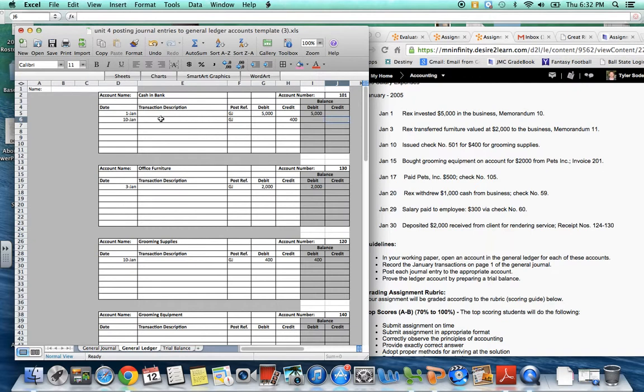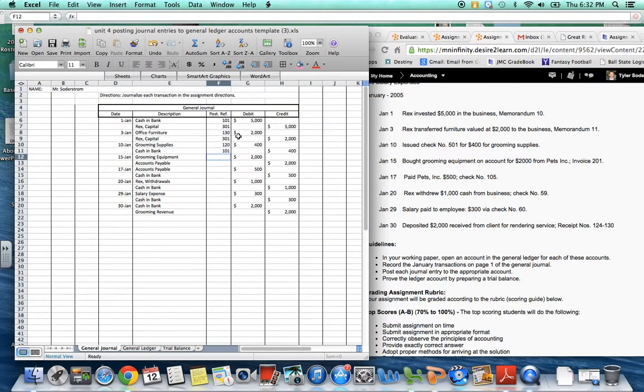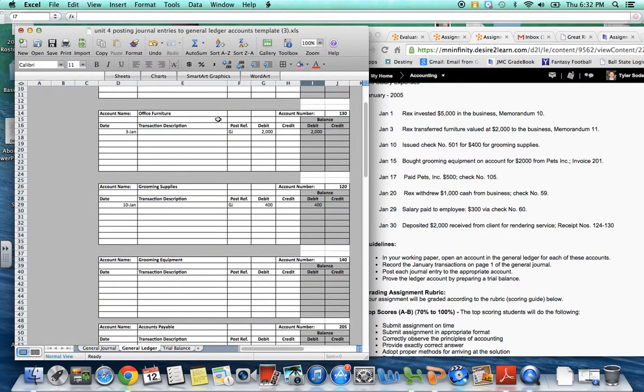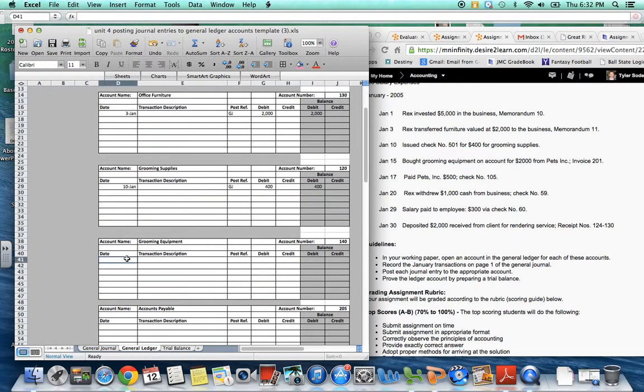And that makes sense because in this transaction, if you look back to the description, it said I issued check number 501 for $400 for grooming supplies. So it really should be decreasing my cash balance, which it does here when I post it. I'm going to go back to the general journal, fill in my post reference. Next one that I need to post is this $2,000 debit to grooming equipment. So I go in here to my ledger, find grooming equipment. This is on January 15th.